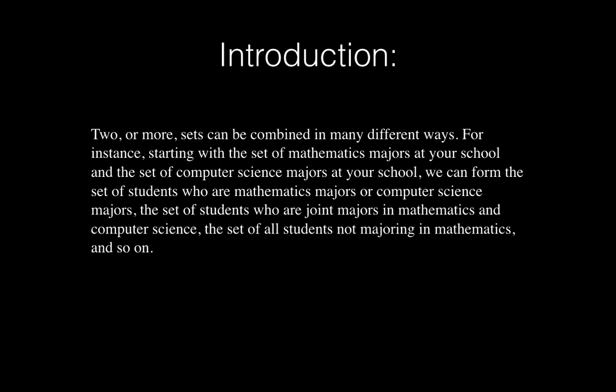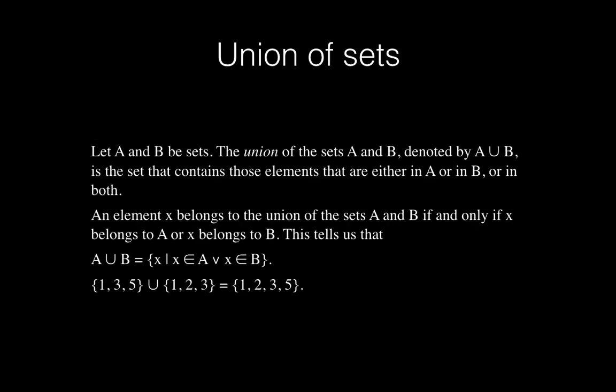So we can do a lot of these things by combining these two different sets where we want different kinds of results. For example, if you want a set that contains the students who have majors in both the subjects, the set of students who are joint majors in mathematics and computer science, the set of all the students not majoring in mathematics, and so on. So there are many results we can obtain by combining the sets in many different ways. So let's come to our first combination function, that is the union of sets.